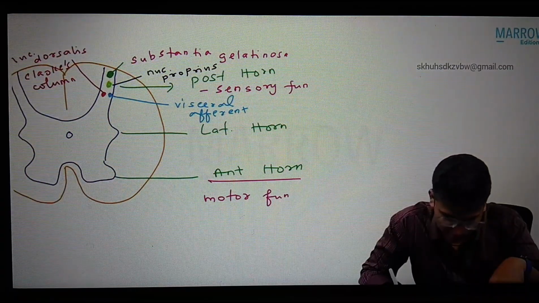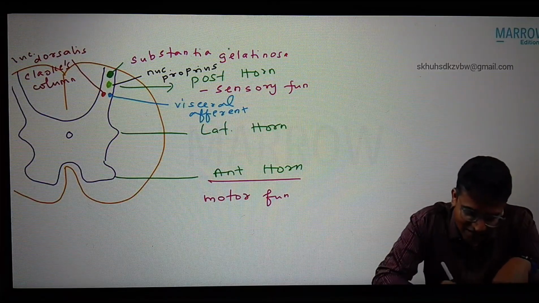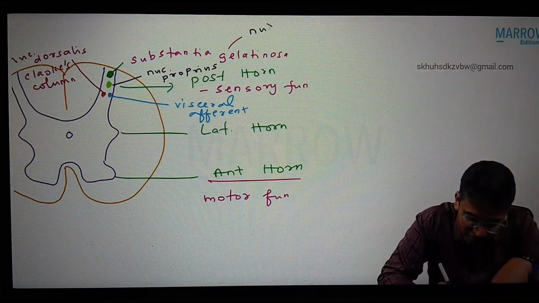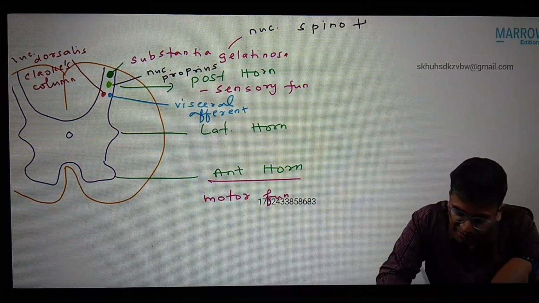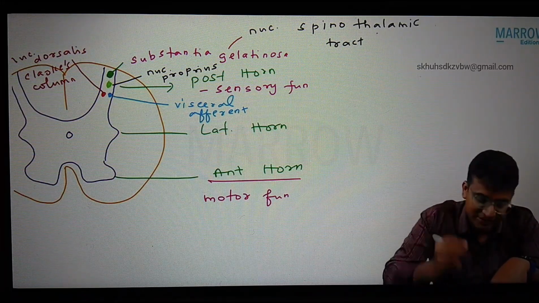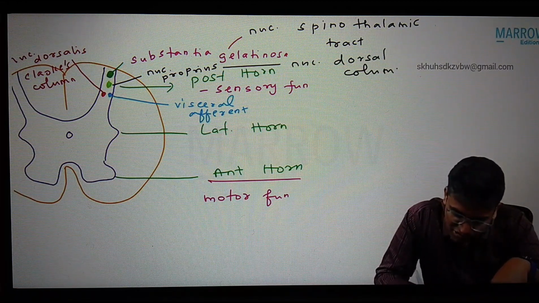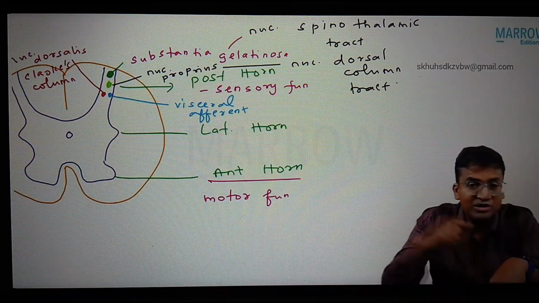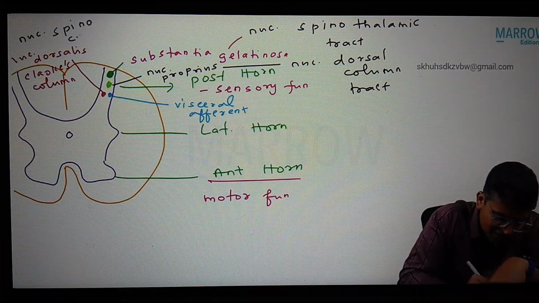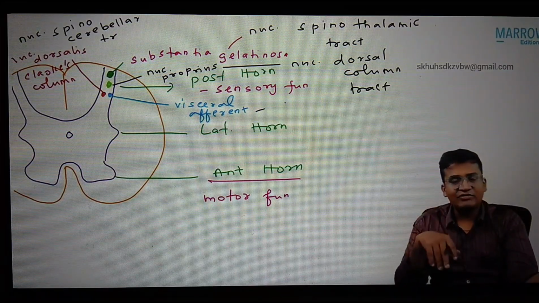Now, substantia gelatinosa is the nucleus for the spinothalamic tract. The nucleus proprius is the nucleus for the dorsal column tract. The nucleus dorsalis, or Clarke's column, is the nucleus for the spinocerebellar tract. And the visceral afferent nucleus carries afferent fibers from the organs.